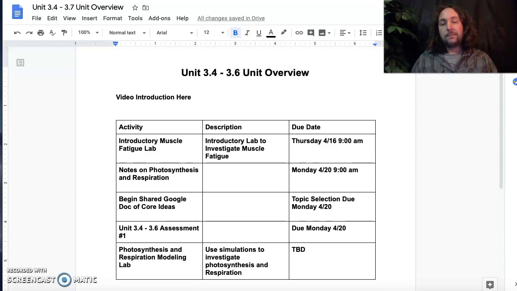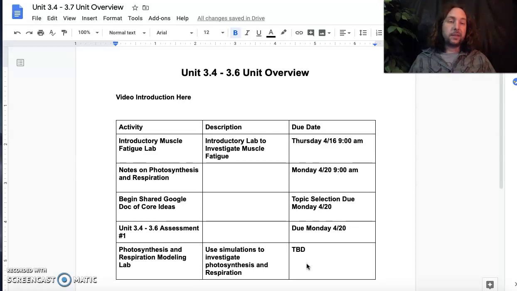So you'll notice that this document still has some things that are to be determined on it, and in fact there's going to be some things added to it. I just wanted to introduce what you're going to be doing to start off with and just kind of the scope of this document. We're going to begin with an introductory lab just to kind of get you thinking a little bit about energy and our cells. That's going to be due on Thursday by 9 a.m. and it'll be the topic of our discussion on that day.